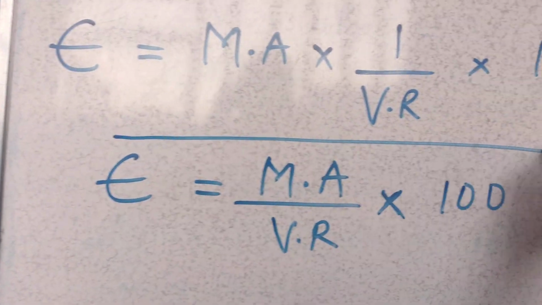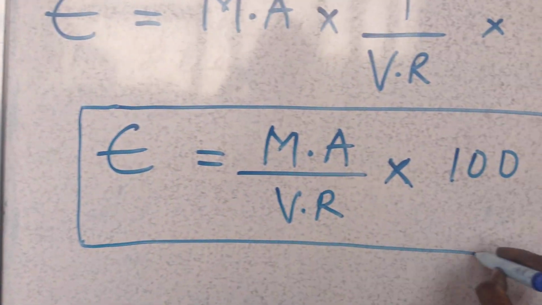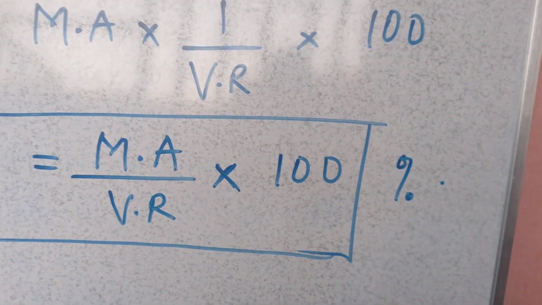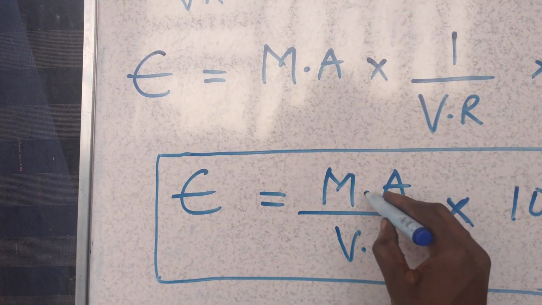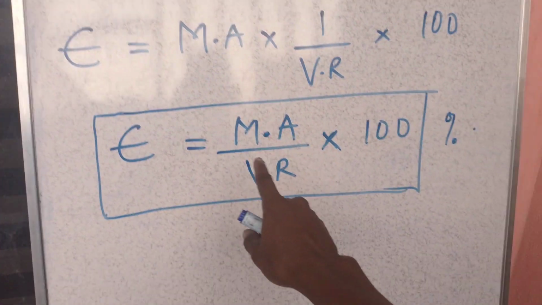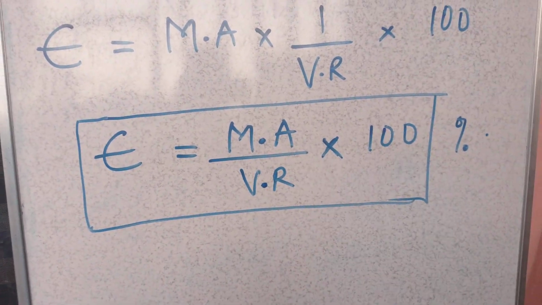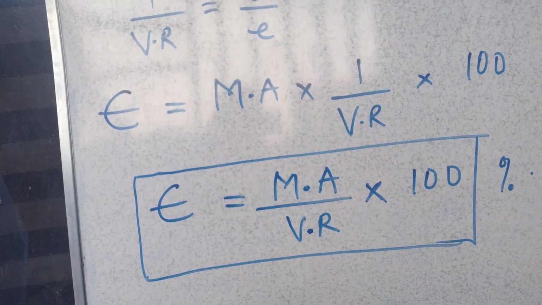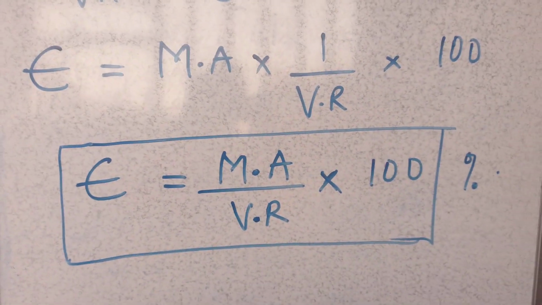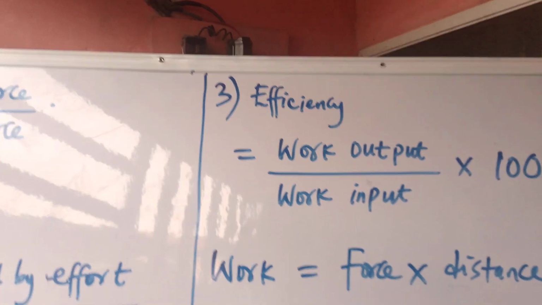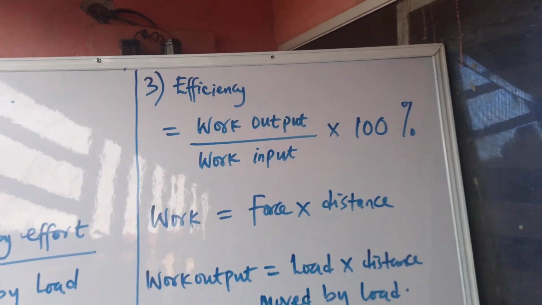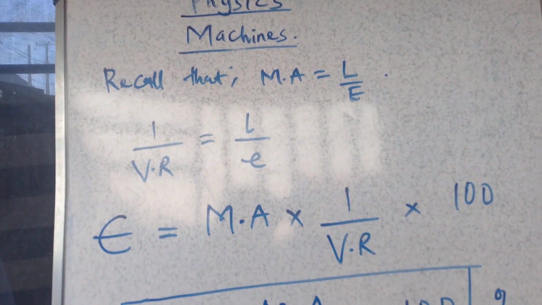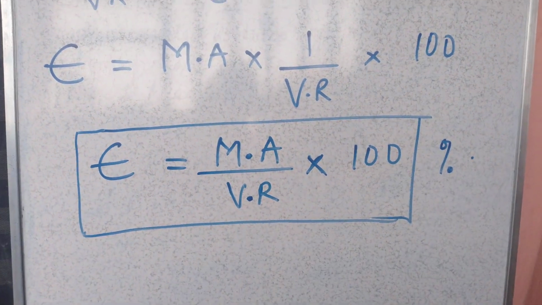Okay, this is the efficiency of a machine, and it is measured in a percentage. So the efficiency of a machine is the mechanical advantage divided by the velocity ratio multiplied by 100, measured in percentage. So we'll make use of this formula. And one other formula we also stated was efficiency is work output over work input times 100%. So we'll make use of these two. These are the derivations, and then finally we arrived at this.